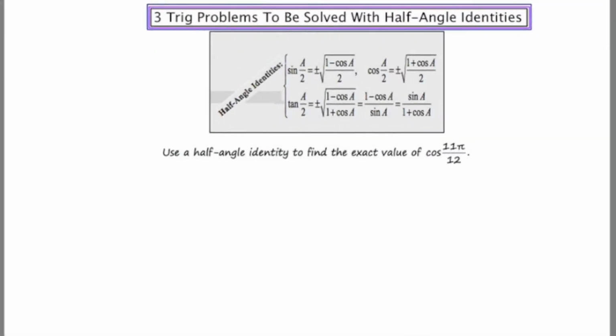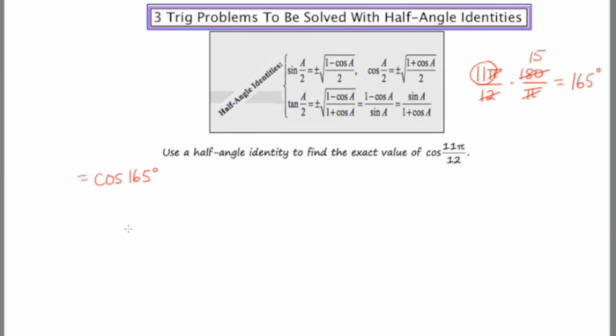Problem number 2 says, use a half-angle identity to find the exact value of the cosine of 11 pi over 12. Like the first problem, my first strategy would be to convert that radian measurement into degrees. Let's take 11 pi over 12 and multiply it by 180 over pi. The pi's are going to cancel out, and the 12 and the 180 leave you with a 15, and the 15 times the 11 that's already there is going to leave us with an angle measurement of 165 degrees. So I'm going to go ahead and rewrite the problem as the cosine of 165 degrees.